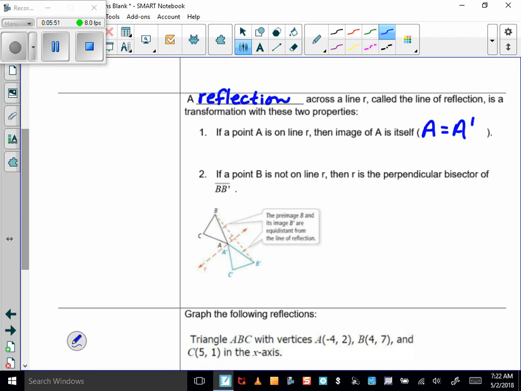A equals A prime. So that's just what's going on here, right? You see this point A, this pre-image point A, it's on the line of reflection. So when you reflect it, it's going to stay on the line of reflection. That's all that's telling you.